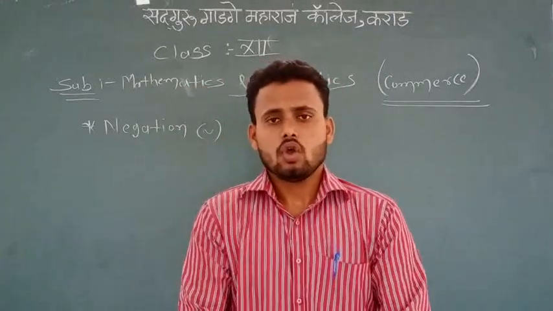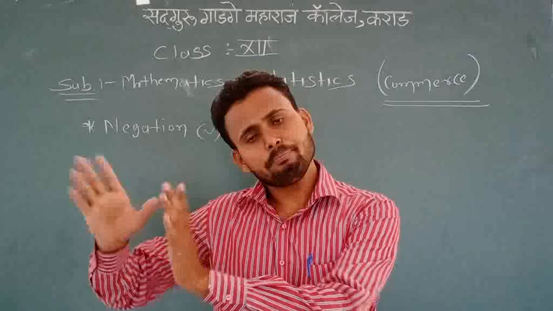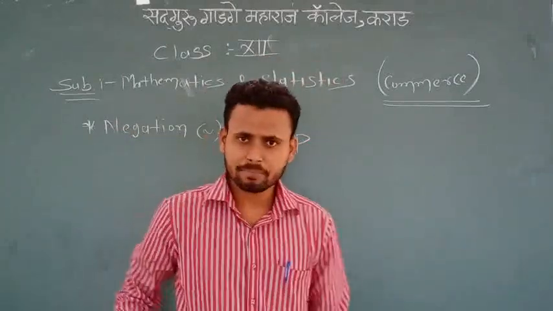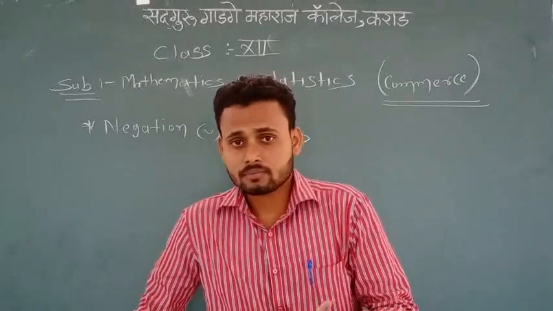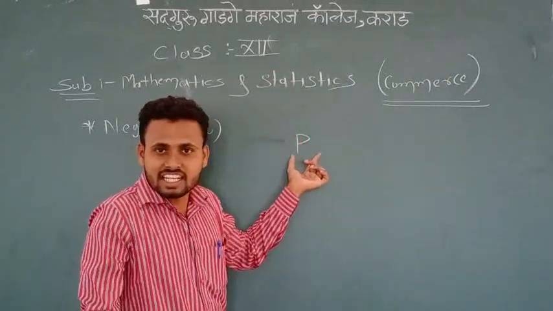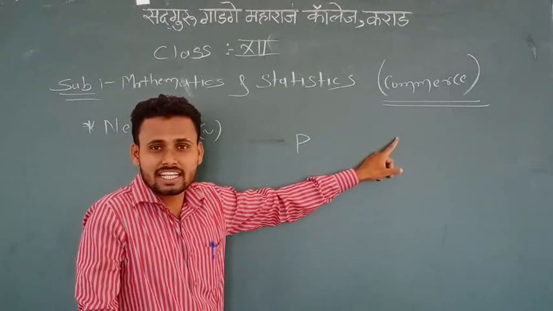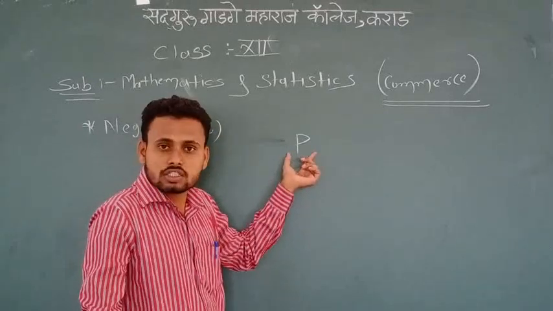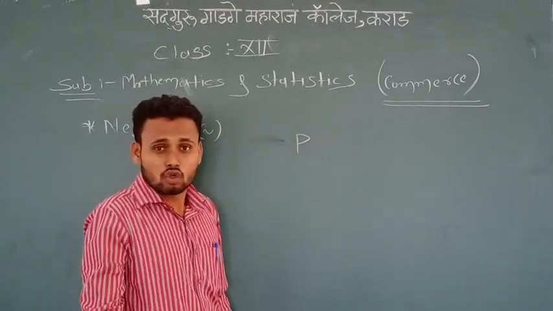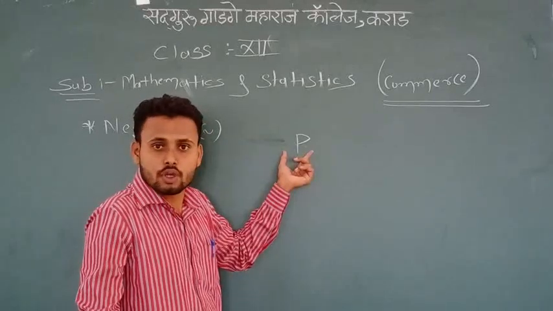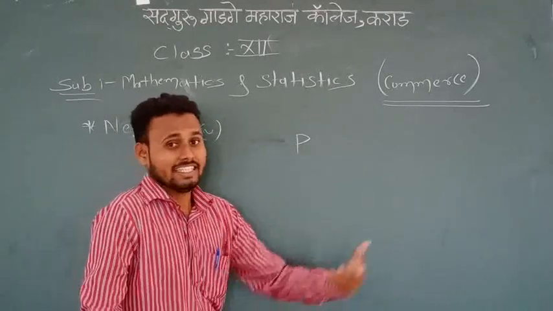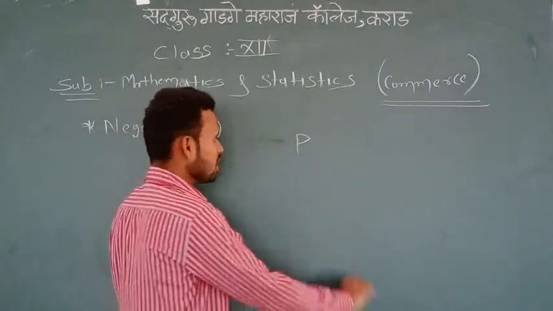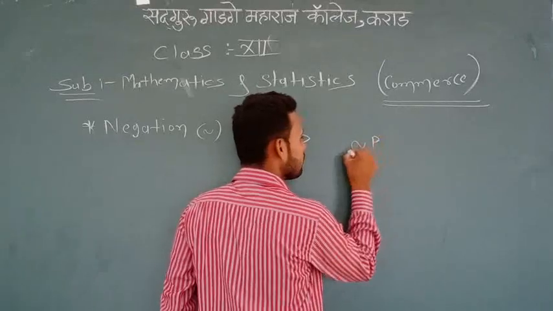Suppose for any statement P there is another statement which is defined to be true when P is false, and which is defined to be false when P is true. Then that statement is called the negation of statement P, and which is denoted by negation of P.